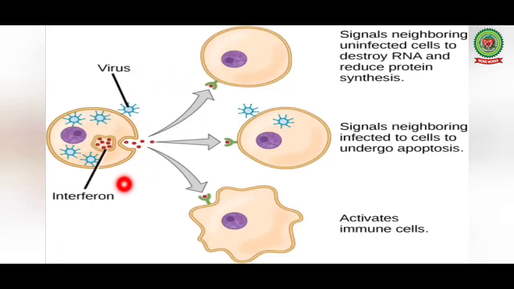We see virus infected cells. They produce interferons. Interferons give signals to the neighboring cells to destroy RNA and reduce protein synthesis, to undergo apoptosis, and as well they activate the immune cells.